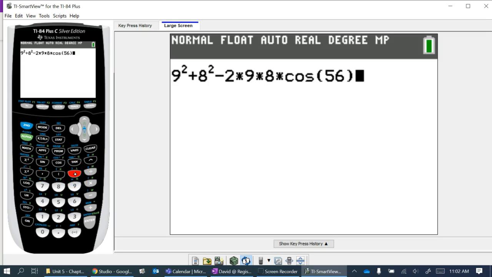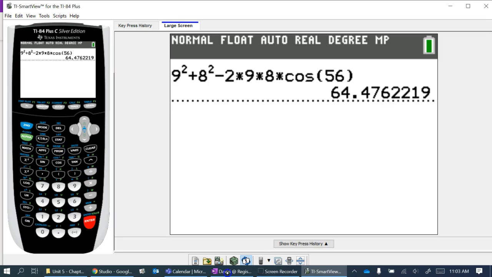So, here we have 9 squared, so that's A squared, plus 8 squared, well that's B squared, minus 2, which is part of the equation, times 9, which is A, times 8, which is B, times the cosine of 56. And 56 is our measure of angle C. This is all we need to enter in order to find the square of side length C.